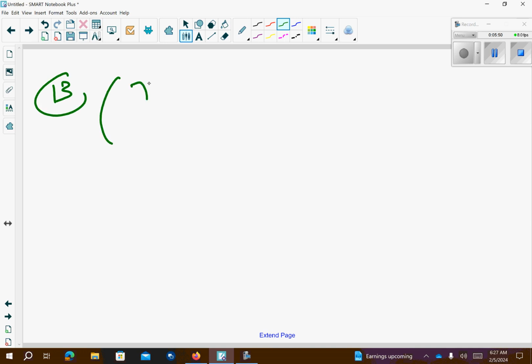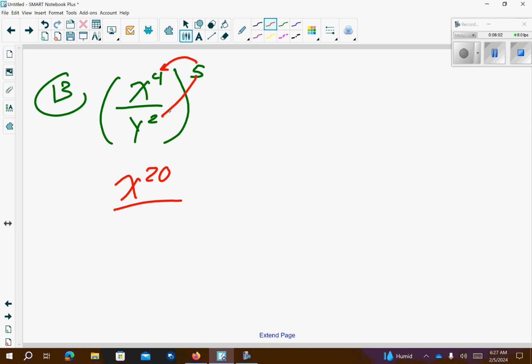Number 13. So I get x to the fourth, y to the second, and the whole thing's raised to the fifth. So we're going to multiply power to power. That gives me x to the 20th, because 4 times 5 is 20. And that's going to give me y to the 10th, because 2 times 5 is 10.